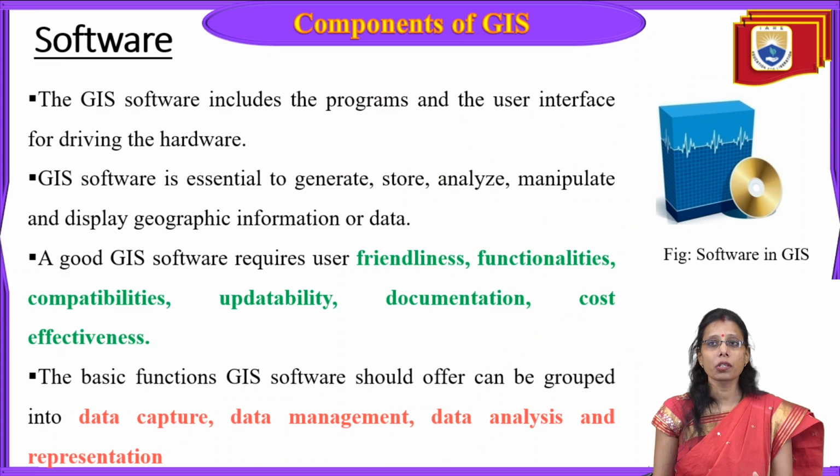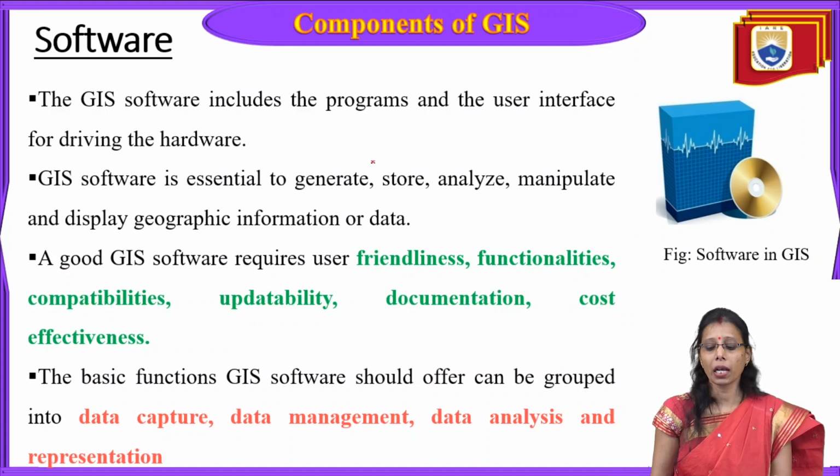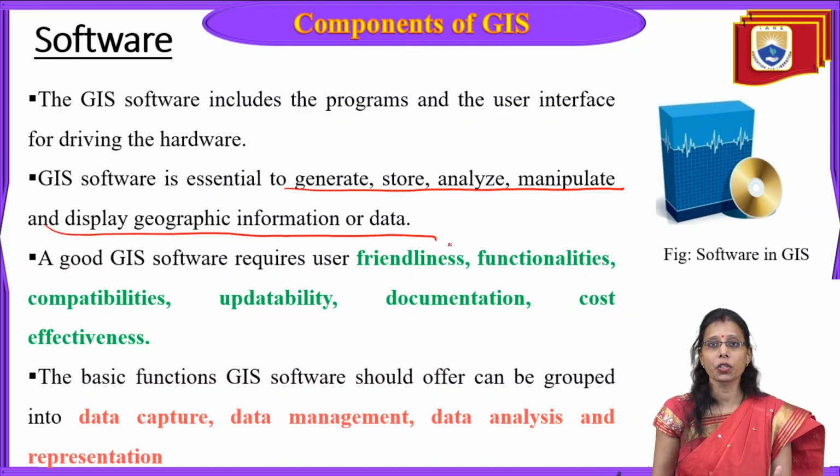Now when you talk about software, we should have different types of software to organize the data, to store the data, to manipulate the data, and to analyze the data. If you want to do the manipulation and analysis, and if you want to get a proper output, we have to use the software. So the GIS software includes the program and the user interface for driving the hardware. GIS software is essential to generate, store, analyze, manipulate, and display geographic information or data.